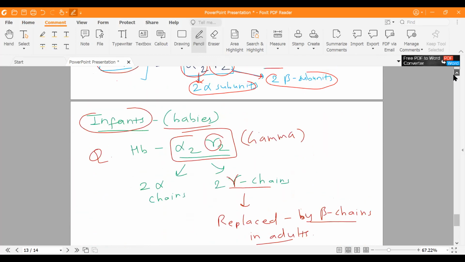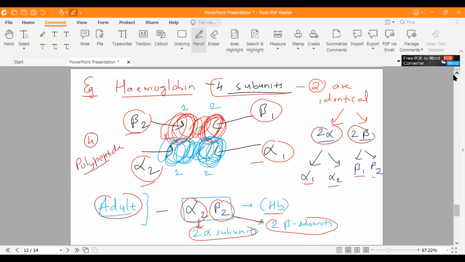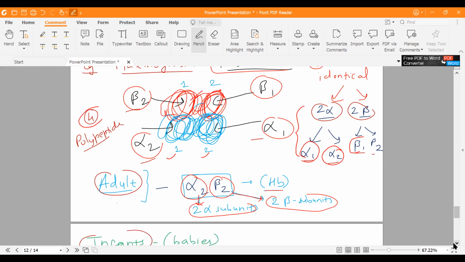It transfers oxygen. So if you talk about hemoglobin, this is the structure. It has four subunits, two of each kind: two alpha and two beta. Alpha 1, alpha 2 are the two subunits of the alpha chain, and beta 1, beta 2 are the two beta polypeptides. So in total it has four polypeptides. Adult individuals like you and me will have alpha 2 beta 2 hemoglobin.